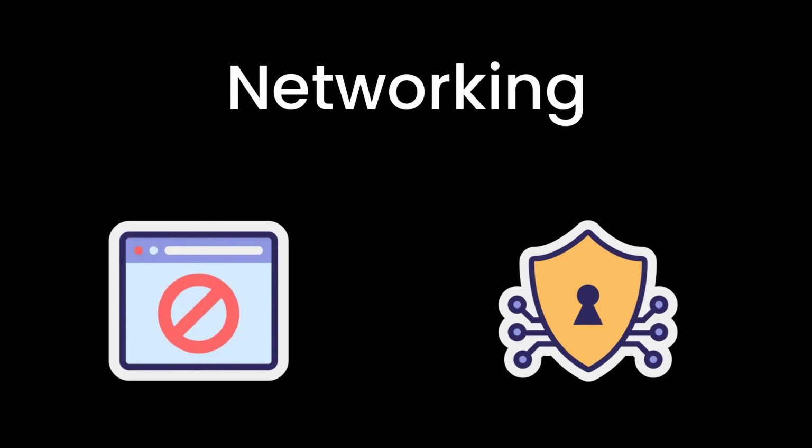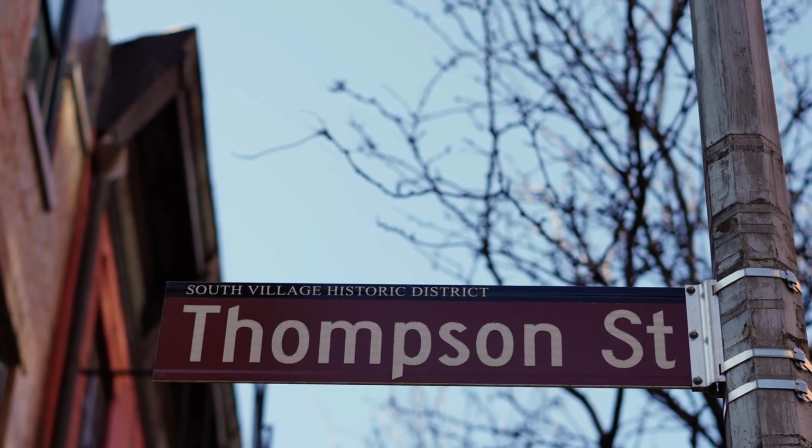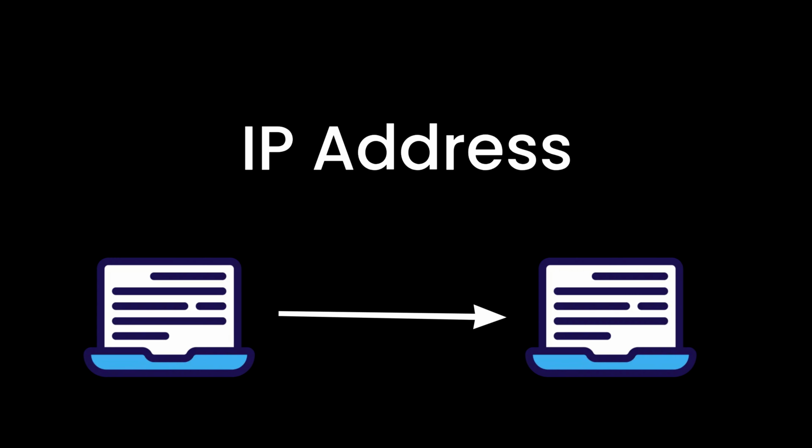Your second core fundamental. Nearly every attack, whether it's phishing or ransomware, happens over a network. So what you should actually know here. First, start with IP addresses. They are like street addresses for devices. Every system needs one to send or receive data.